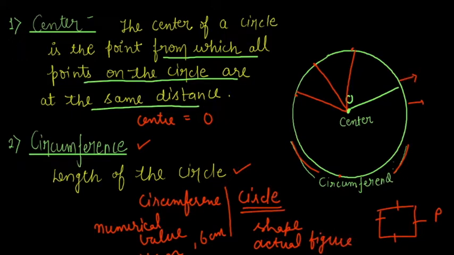Though the total length of the circle is also defined as the circumference, circumference is some numerical value. Rather, when I say this is a circle, it means I'm talking about a shape, the actual figure. So that is the difference between a circumference and a circle. I hope this is clear. Let's see the next slide.